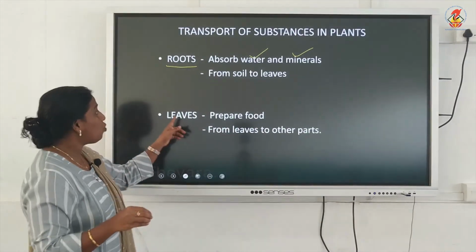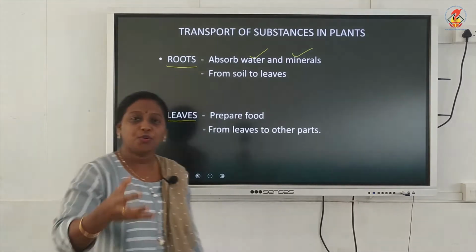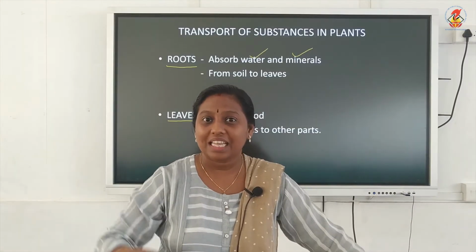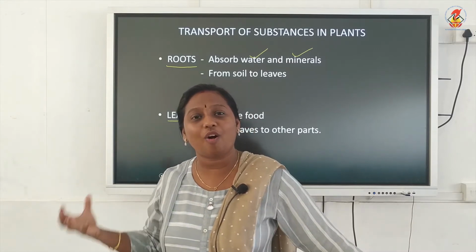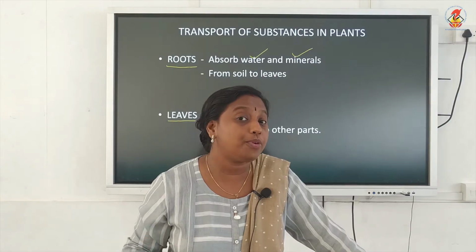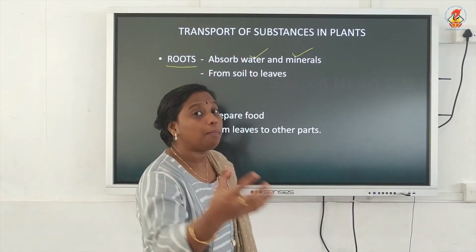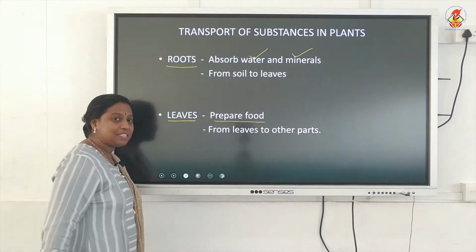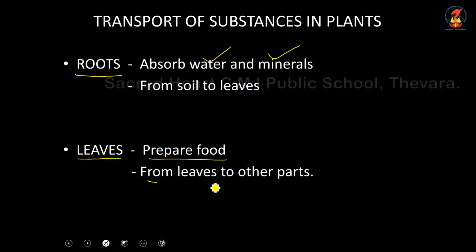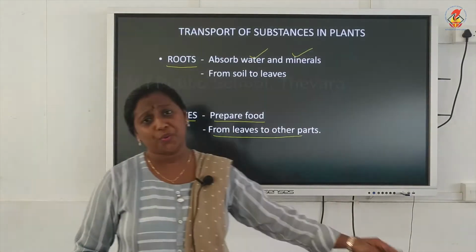Similarly, what will the leaves do? After getting this water and minerals, by utilizing them along with other things like carbon dioxide and sunlight, the leaf will produce the food for a plant by a process called photosynthesis. This prepared food in a leaf will come down to the root and to all other parts. See, the preparation of food happens in a leaf and this prepared food will be moving from the leaves to all other parts including the root.